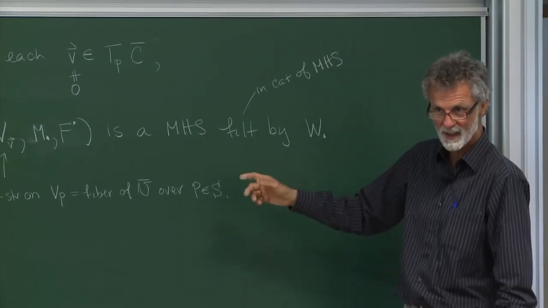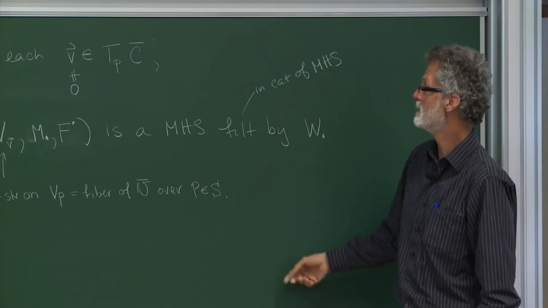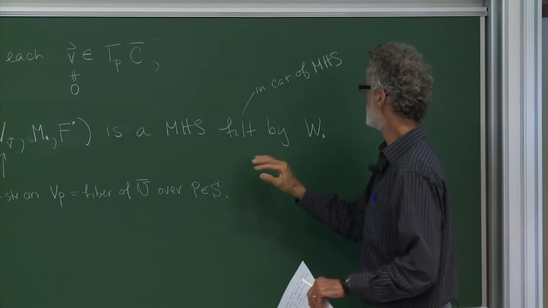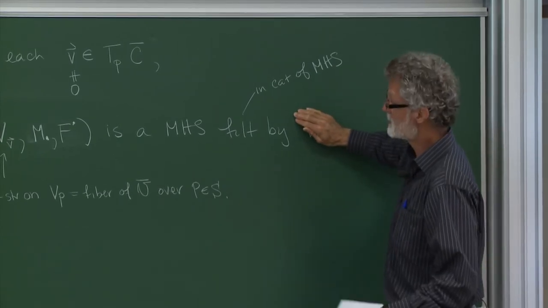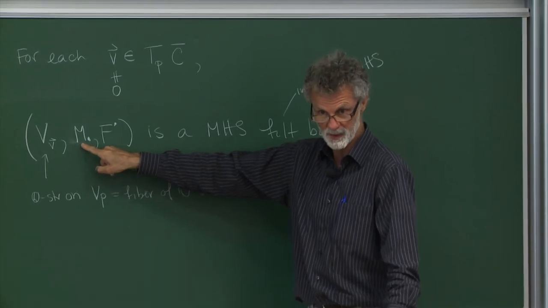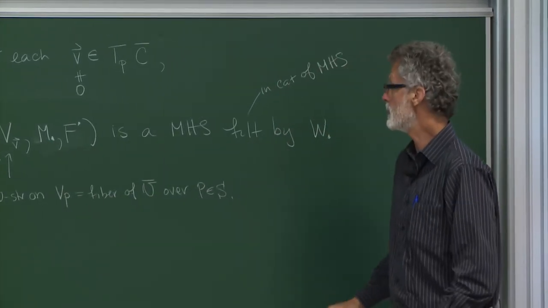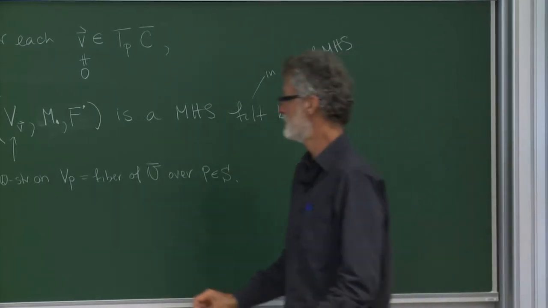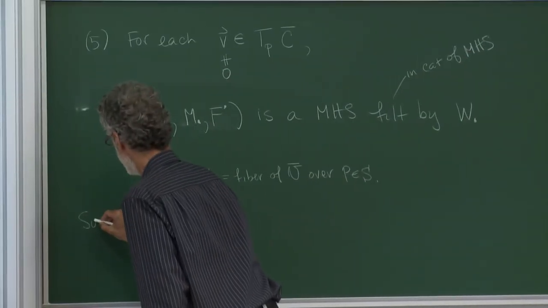And if you go back, a good exercise is to look at the definition of the variation of Hodge structure. In that case, there's no W dot, or the W dot is trivial, and then M dot is just going to be the monodromy weight filtration shifted. So anyway, these are basically the axioms of an admissible variation. Such a thing is called an admissible variation.